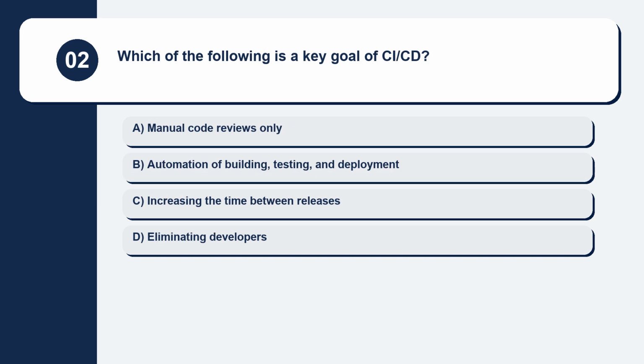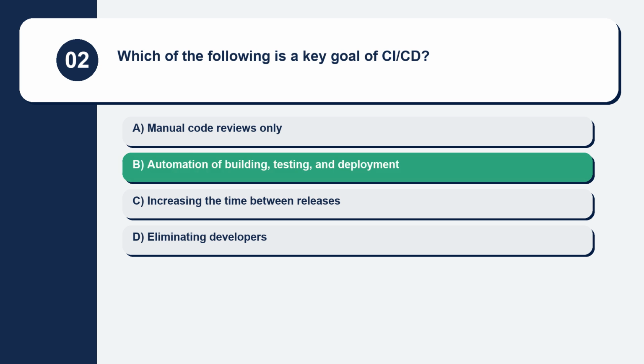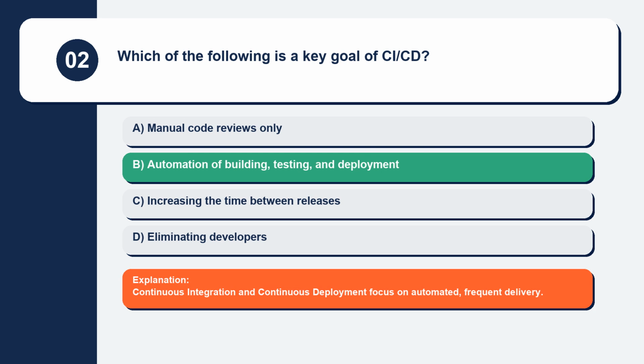Question 2. Which of the following is a key goal of CI/CD? Manual code reviews only. Automation of building, testing, and deployment. Increasing the time between releases. Eliminating developers. Continuous integration and continuous deployment focus on automated, frequent delivery.